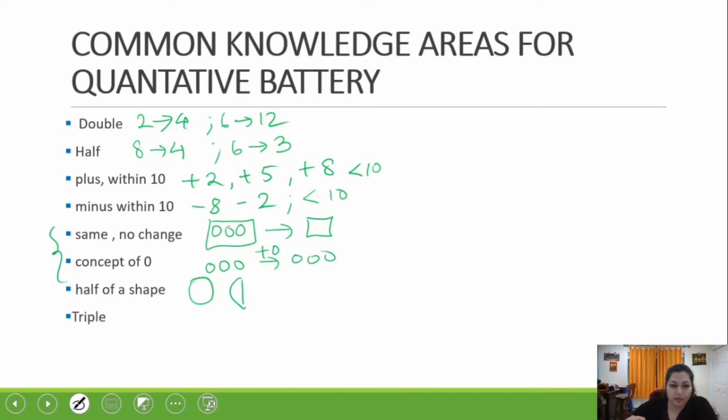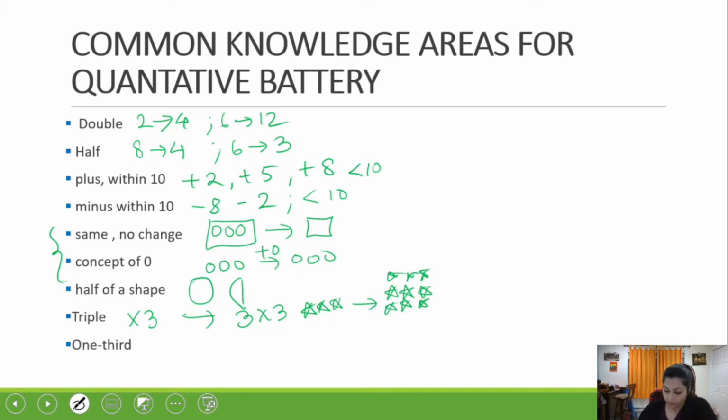Simple. Triple, times 3. Let's say 3 times 3. So 3 will become 9 stars. 1/3 or 1/4. So basically a quarter or 3 parts of something.